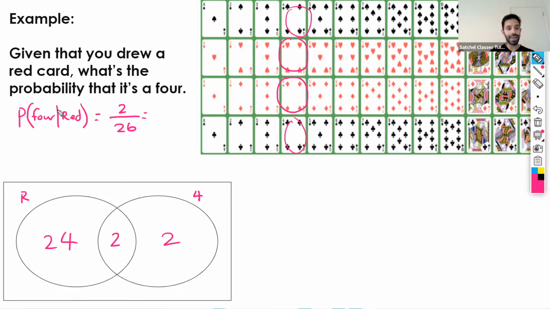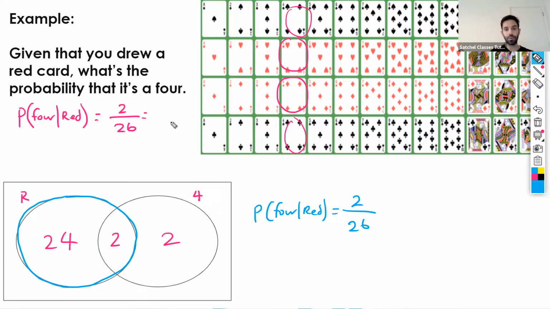And then it says, given that we've drawn a red card, that means this is the set that we need to look at. Our sample space has been restricted to only red cards now. So again, our total is going to be out of 26. So the probability of 4, given that the card is red, is going to be out of 26. And of these 26, how many of the cards are 4s? Well, 2 of them are 4s. So that's going to be 2 out of 26.